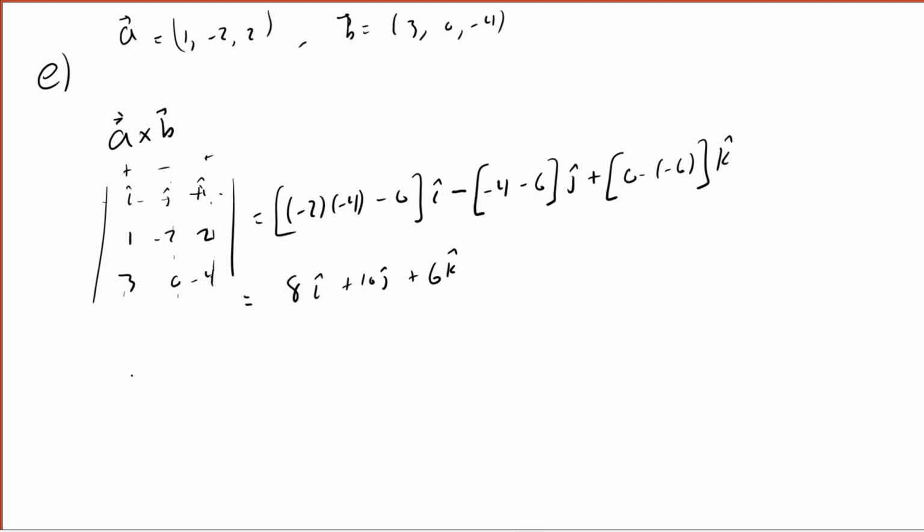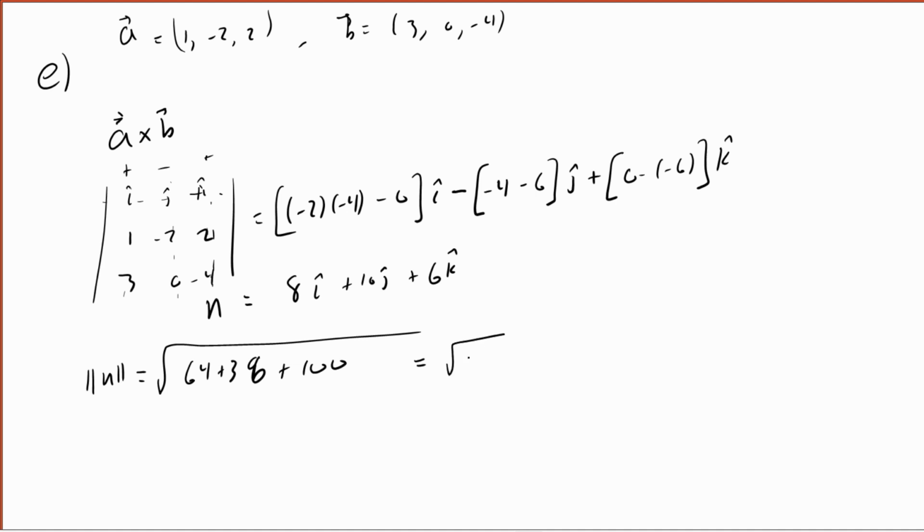So the norm of this vector, let's call this n. So norm of n is going to be square root of 64 plus 36 plus 100. 36 plus 64 is also 100, so that's going to be square root of 200, which is 10 root 2.